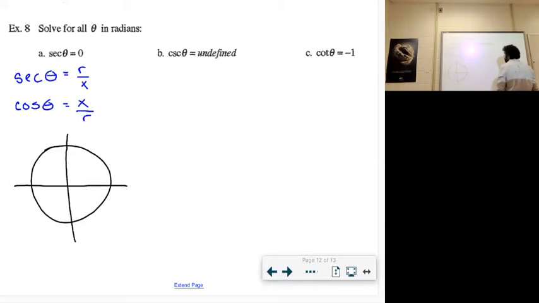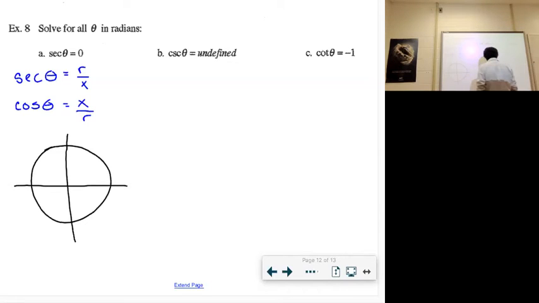This next example is a little difficult, and some of you may want to come visit me to discuss it a little bit further during office hours or during our next live class. So right now we're asked to find theta, all theta in radians, and it's giving us the secant of theta is equal to 0. So first thing we have to remember is secant and cosine are reciprocal functions.